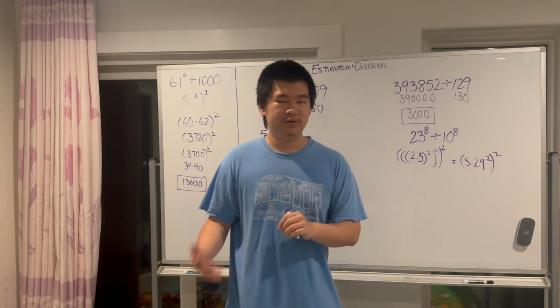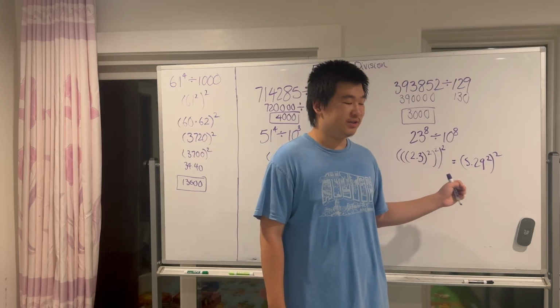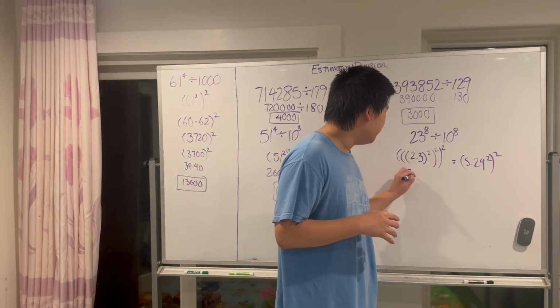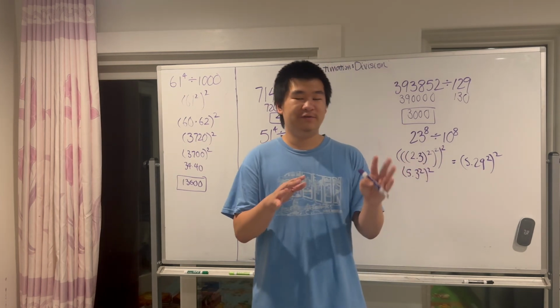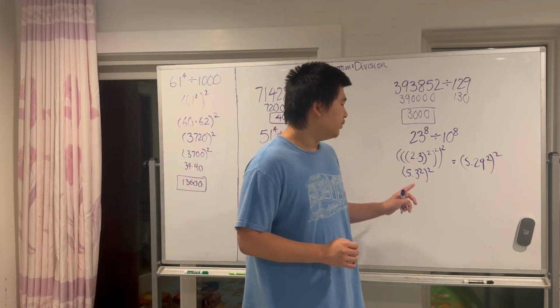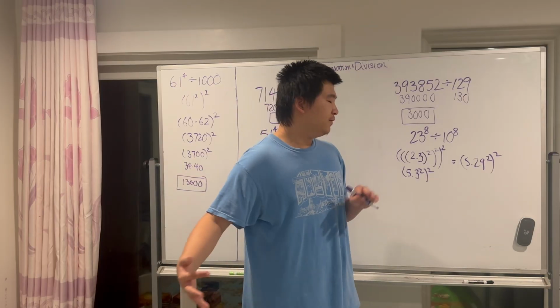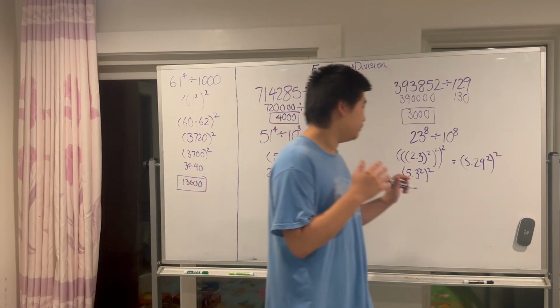But how do we do 5.29 squared? Well, that's not a nice number, but we can round it to make it a nice number. We can round it to 5.3 squared. And 5.3 we know how to square because we have a trick for squaring numbers in between 40 and 60. So what's 5.3 squared? That's 53 squared divided by 100. What's 53 squared? It's 2809. So 5.3 squared is going to be 28.09.